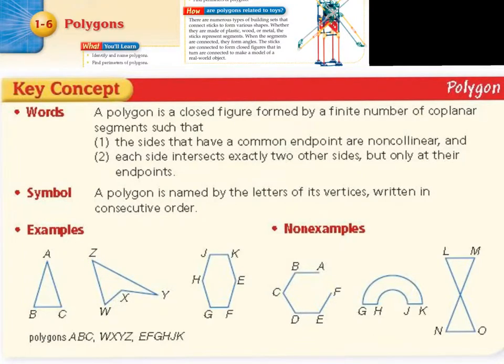It doesn't matter. This is not a polygon because it is not a closed figure. This is not a polygon because it is not made of line segments. And this is not a polygon because it's two polygons touching, but it's not one polygon because it crosses over.